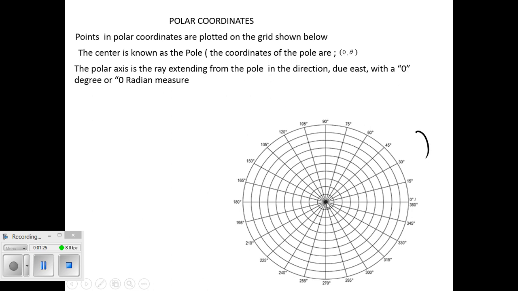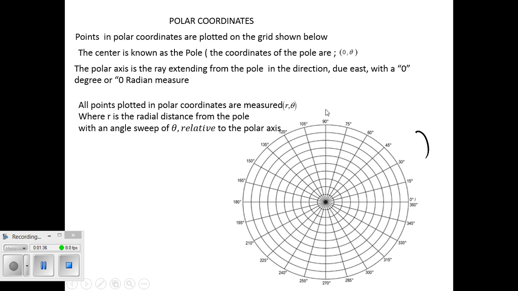By convention, the center is 0. It's not 0, 0, although it could be 0, 0, but we could see once we start plotting points that it could be 0 at any angle. It could be 0, 90. It could be 0, 45. It could be 0, negative 3 pi over 2. So as we said, all points are plotted relative to the pole as a radial distance from the pole and at an angle sweep from this polar axis, extending as if it were the positive half of the x-axis.